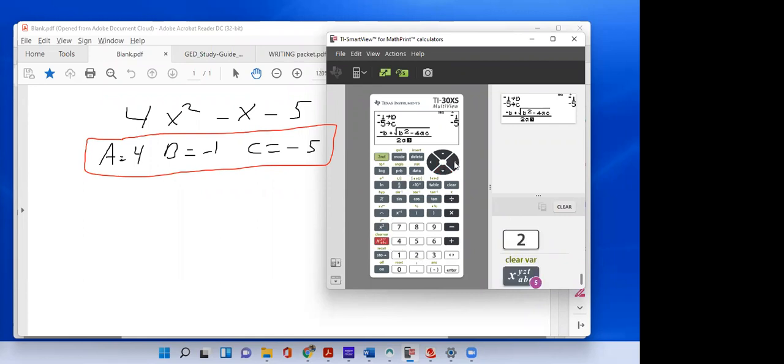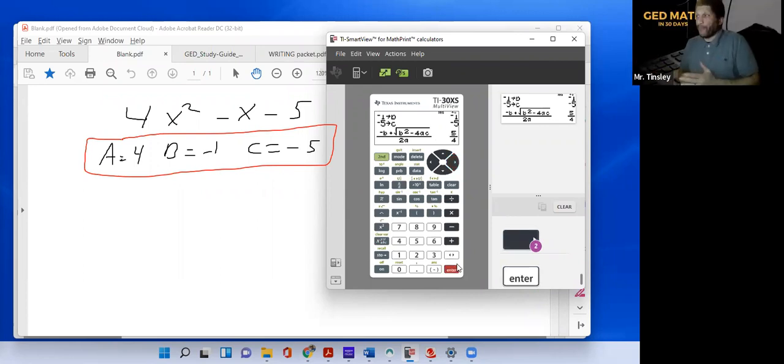Look at that. 5/4. It took me 45 seconds. Now I go back up. I change that plus to a minus. Watch this. Change that plus to a minus. I press enter. There are my two solutions: 5/4 and -1.